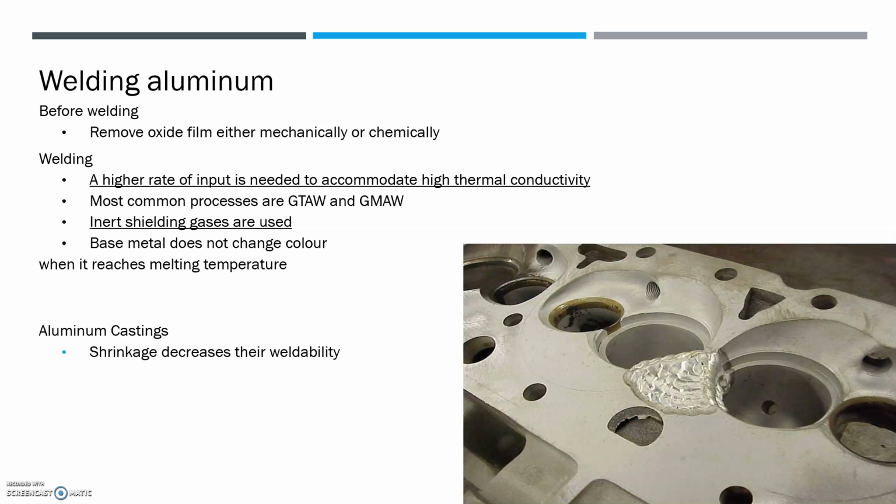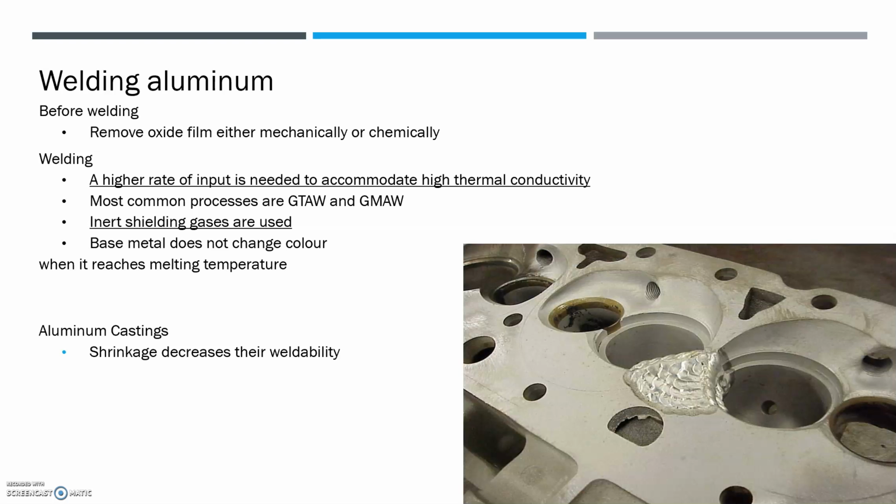Page 17. Before welding aluminum, the oxide film must be removed for best results. This is commonly done with a wire wheel. It's best to reserve a stainless wire wheel and only use it for aluminum so that you do not contaminate the alloy. Most common processes are TIG and MIG. They're both used with an inert shielding gas, argon helium. Stick welding can be done, but it really sucks. I'll let you guys try it in the shop when we get back in there.